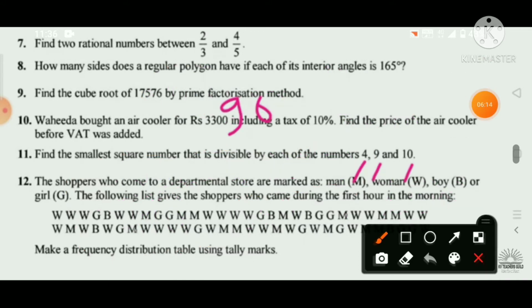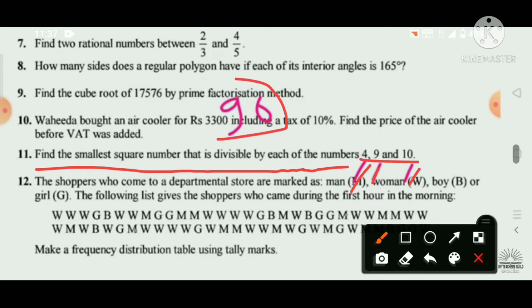So the next question is to find the square number that is divisible. Find the smallest square number that is divisible by each of the numbers 4, 9, 10. First of all, you have to take the LCM of these. By this you can get which number is divisible by these 3 numbers.